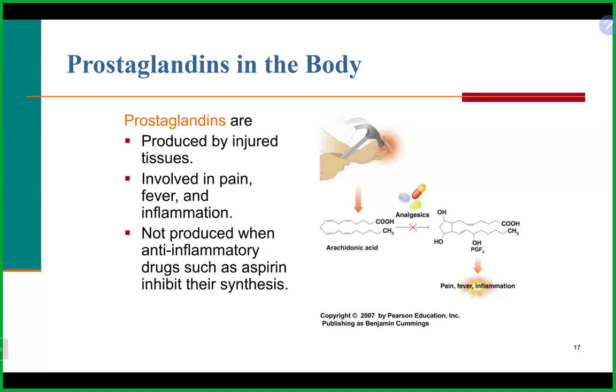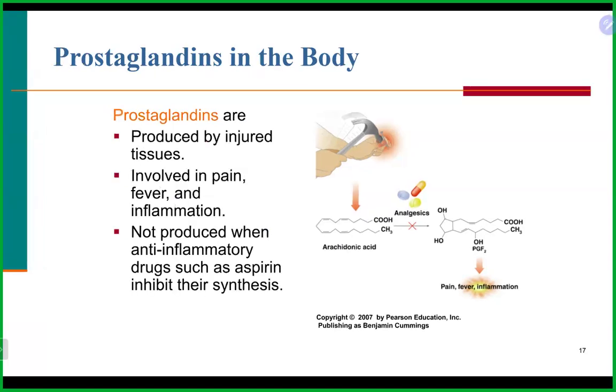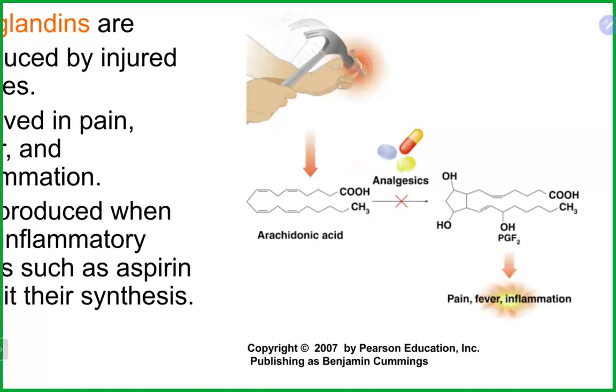And prostaglandins are produced as a result of injury to your tissue. That looks like a hammer to a thumb. Probably is going to hurt. It's involved in pain, fever, and inflammation. But it's not produced when you use some type of anti-inflammatory drug such as aspirin. It inhibits its synthesis.